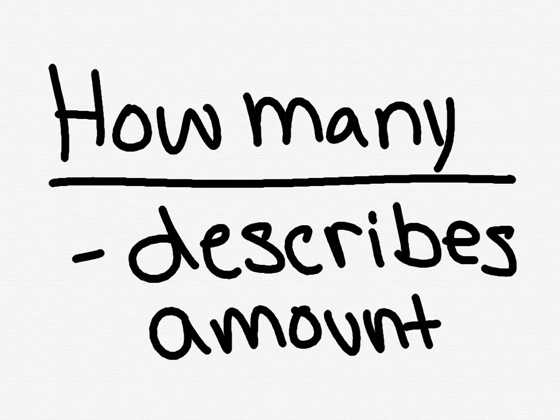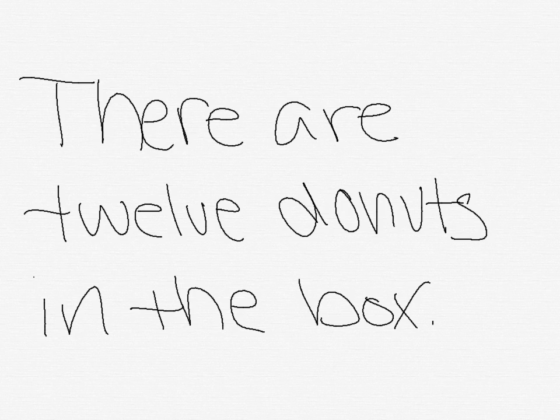The last type of question is how many. How many lets the audience know exactly what amount of objects there are. In the sentence, there are 12 donuts in the box. What answers how many? You may pause the video to answer. The correct answer is 12, because that tells you the exact amount of donuts that were in the box. There was 12 donuts.